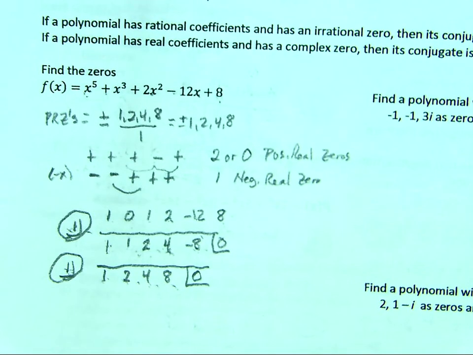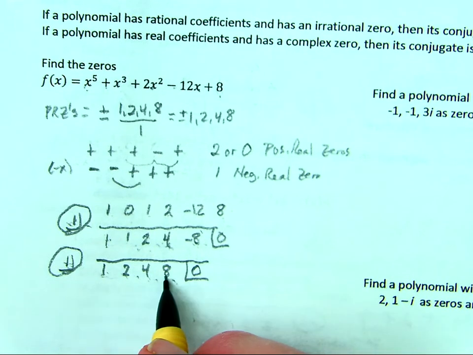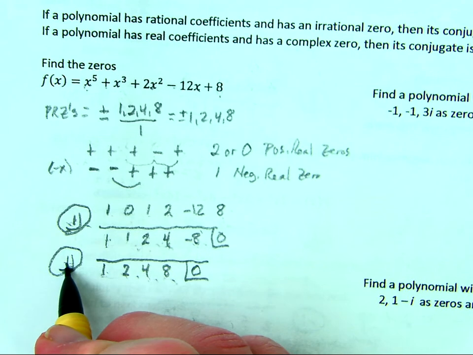Now also notice here, see how they're all positive? I mentioned upper bound the other day. Whenever they're all positive like this, that means you don't have to try any numbers bigger than 1.